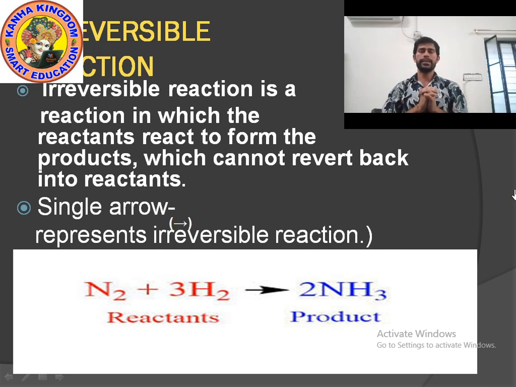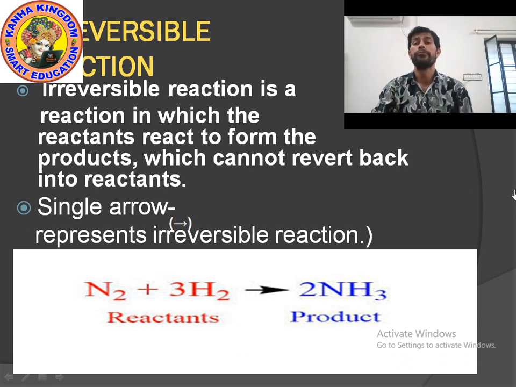Okay, our next topic is irreversible reaction. So what is irreversible reaction? Irreversible reaction is a reaction in which the reactants react to form the product which cannot revert back into reactants.